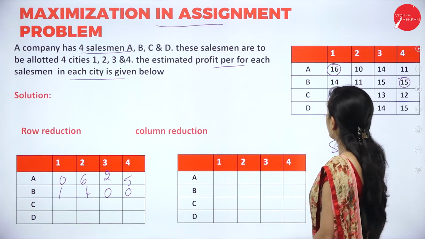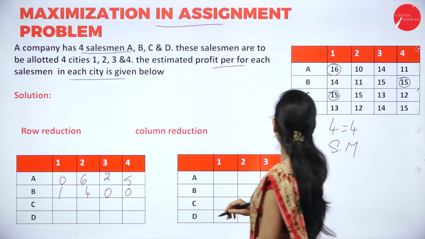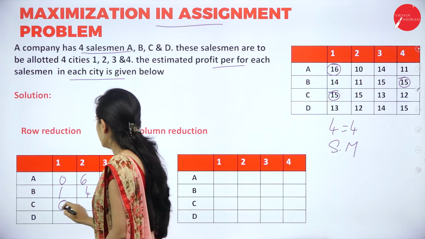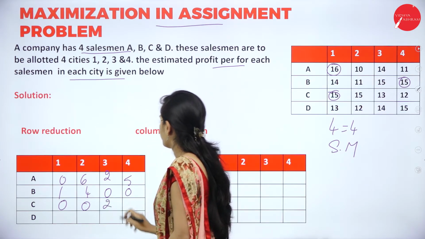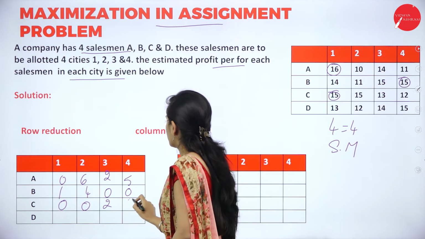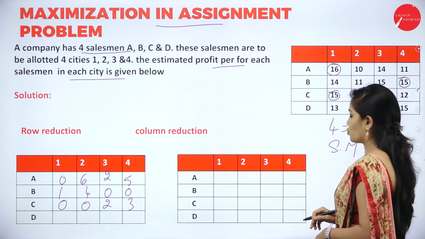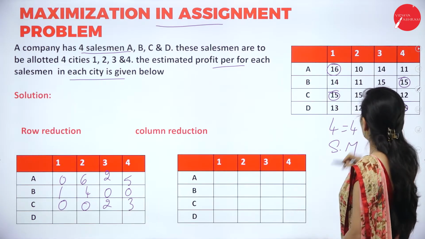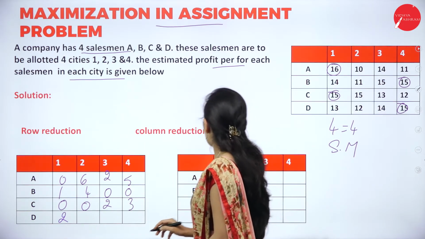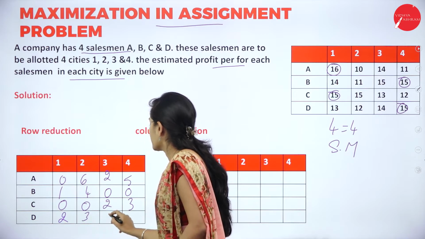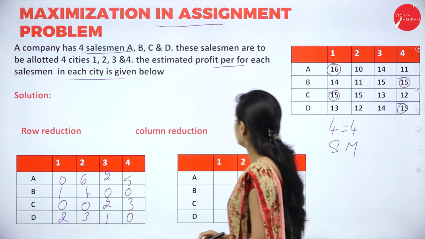In the third row, again, the highest value is 15. So 15 minus 15, it is 0, and 13, it is 2. 15 minus 12, it is 3. And in the last row, the highest value is 15. 15 minus 13, 15 minus 12, 15 minus 14, 15 minus 15.